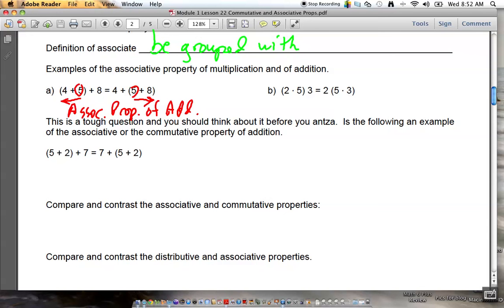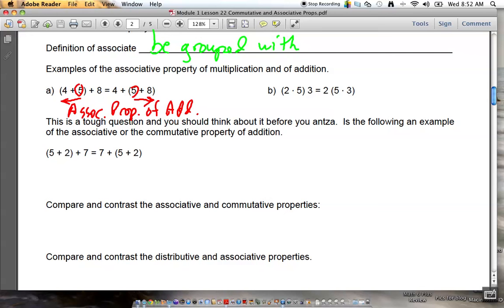Okay, now this next one, let's verify that it works first. What's 2 times 5? Because we're going to do parentheses first. 2 times 5? 10 times 3? 30. Nice. 5 times 3? 15. Times 2? 30. So 30 equals 30. It clearly works. This would be not the associative property of addition, but the, not multiplication, associative property of multiplication.